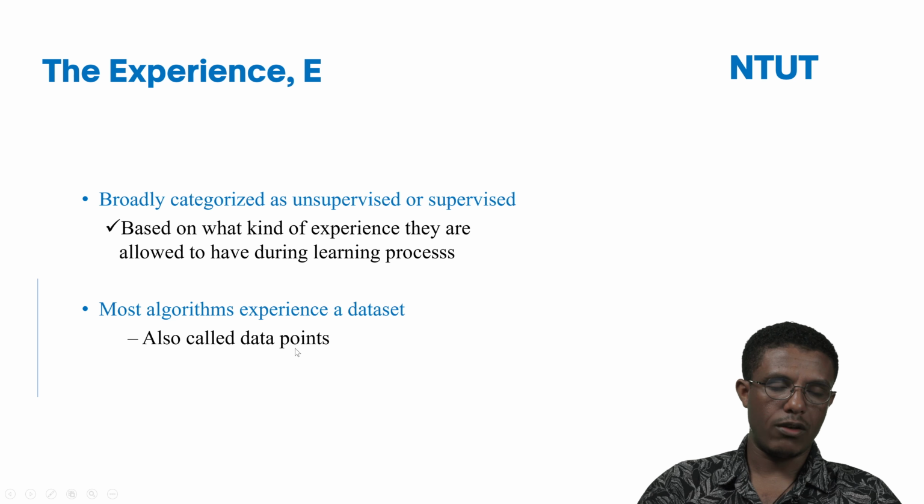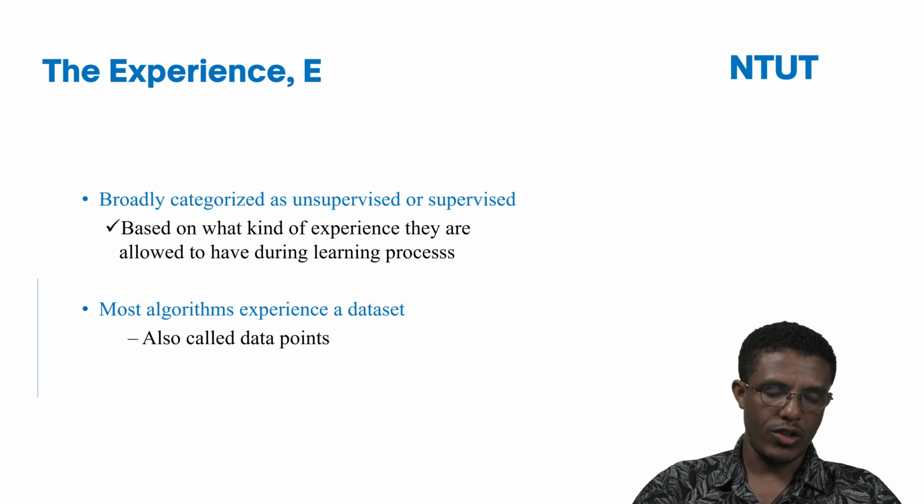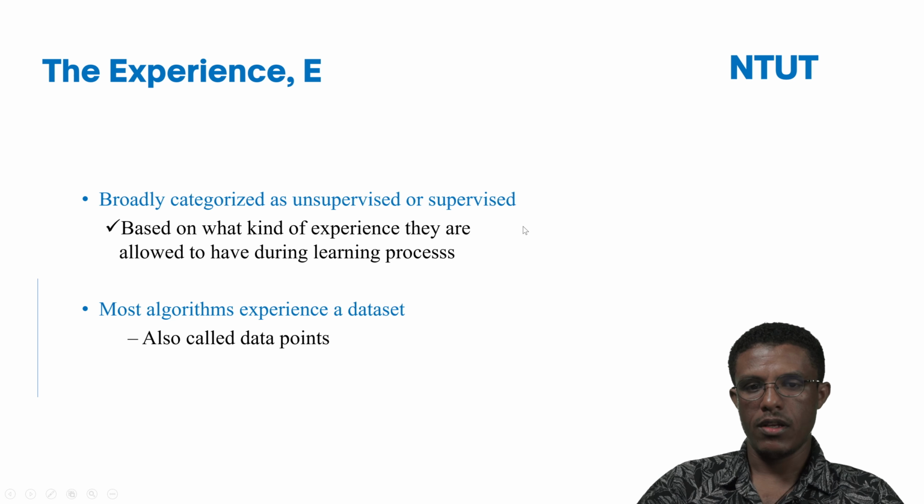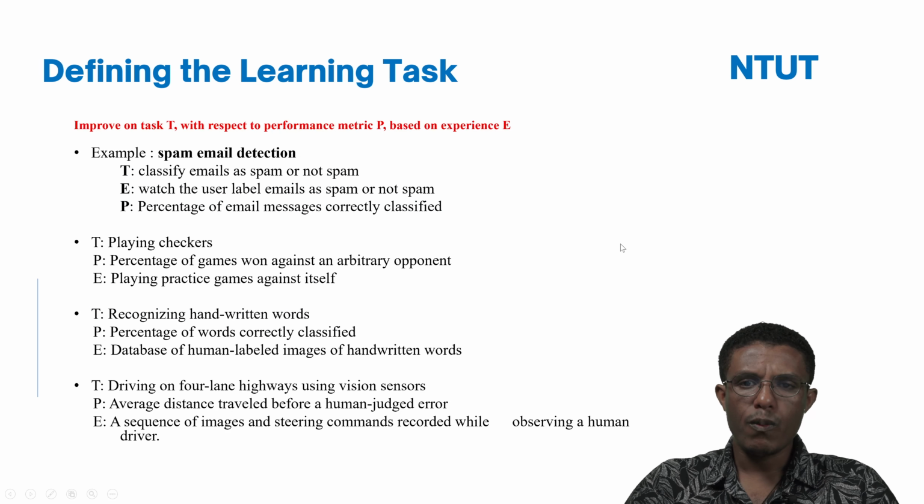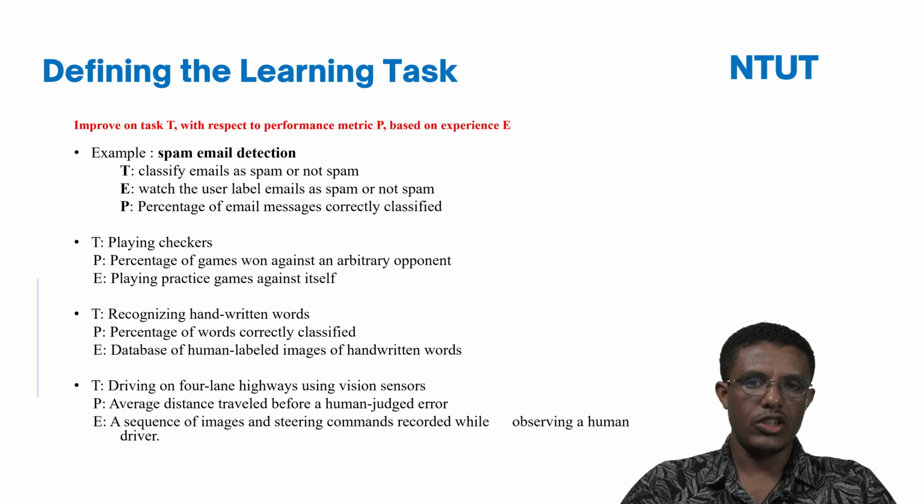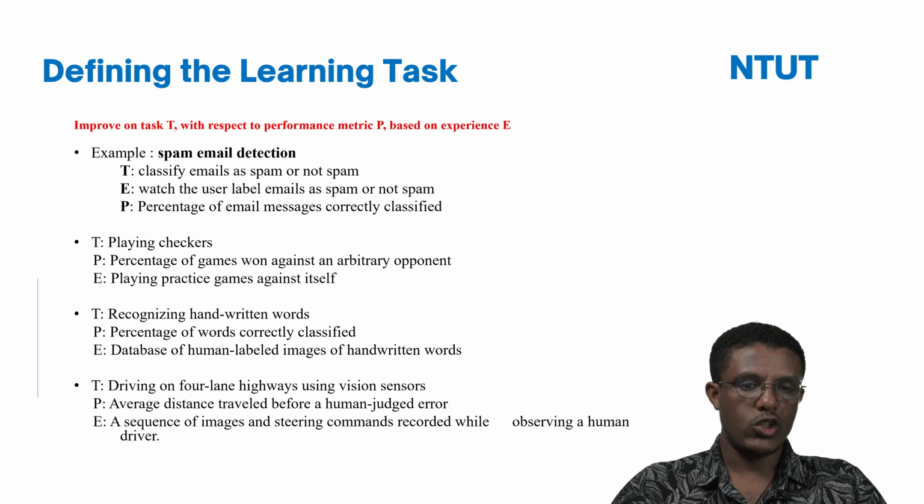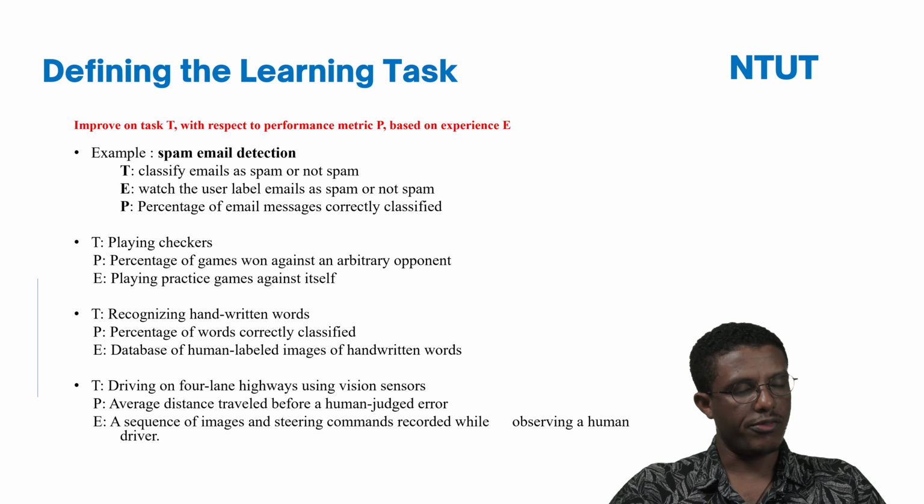Also called the data points. So the algorithm and the model can get experience from the data or data points. This is the concept of how machine learning in general is defined. So for example, in order to define learning tasks in general, we can see some examples that show how this learning process improves on the task T with respect to performance measure P, based on the experience E.